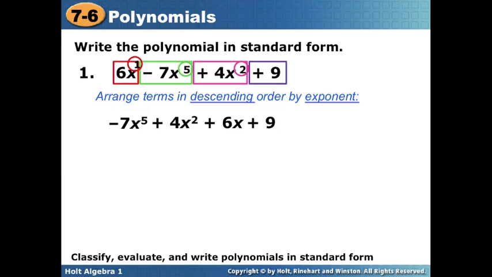So this is our final answer in standard form. Negative 7x to the 5th plus 4x squared plus 6x plus 9. Notice if the term was positive or if it was negative, it remains that sign in our answer.